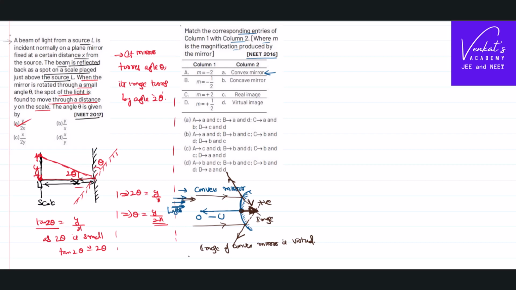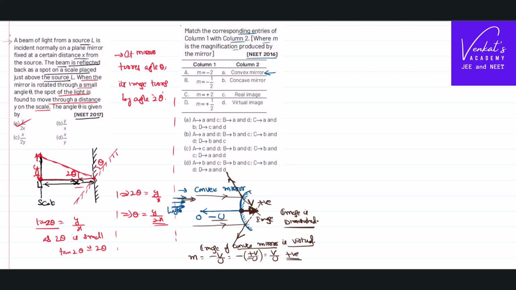If you write the formula for the magnification, magnification is minus V by U. Minus V is plus V, as I told, U is minus U. That minus of minus becomes plus. So magnification is positive for a convex mirror. One more thing is, the image formed here is always diminished. That means the size of the image is smaller than the size of the object.